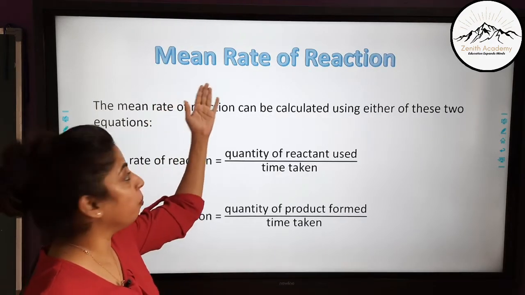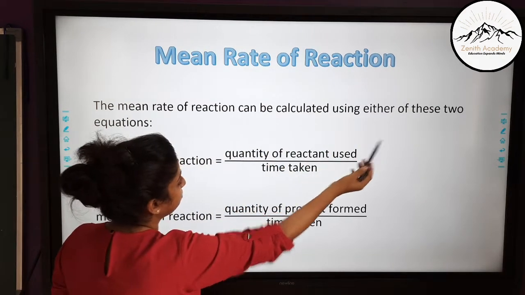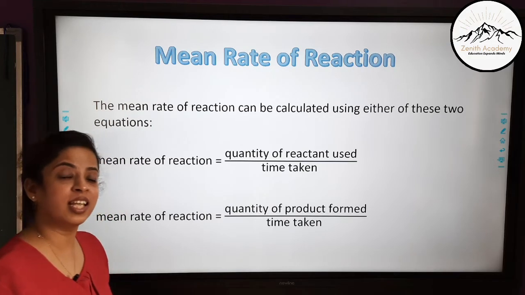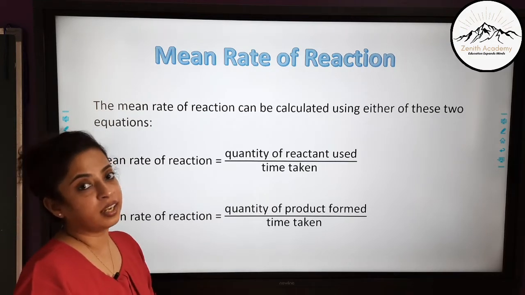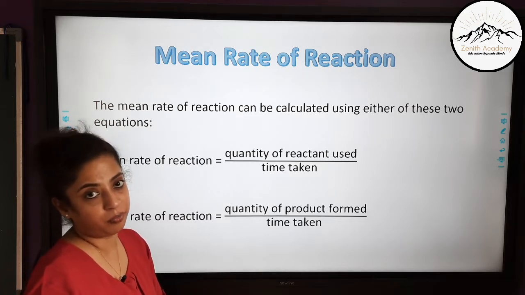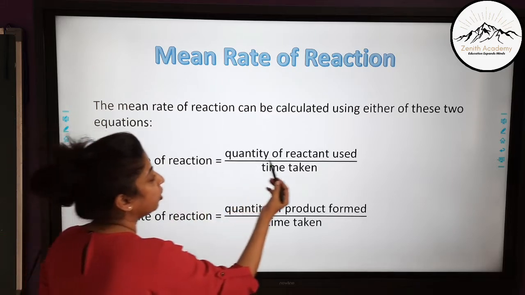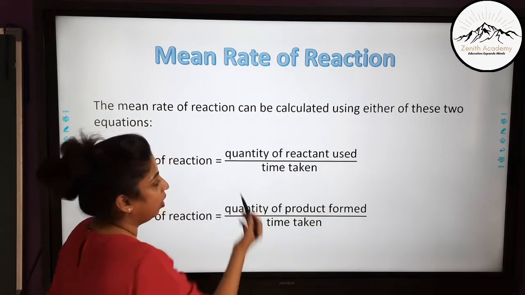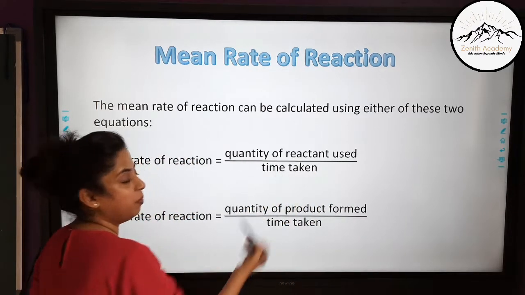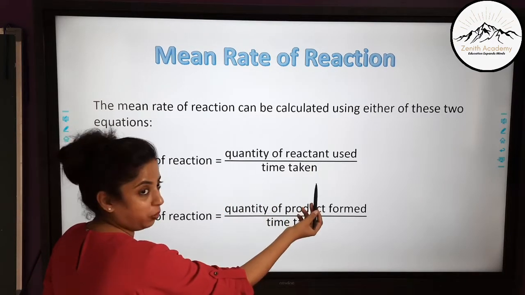So let us see how mean rate of reaction is calculated. The mean rate of reaction can be calculated using either of the two equations. We said that rate of a chemical reaction is either the rate of decrease in the amount of reactant, or it is the rate of increase in the amount of products. So we can say the mean rate of reaction is equal to quantity of reactant that has been used divided by the time taken. So whenever you divide any quantity by time, it means you are calculating the rate of it. So the rate of disappearance of reactant, you can say.